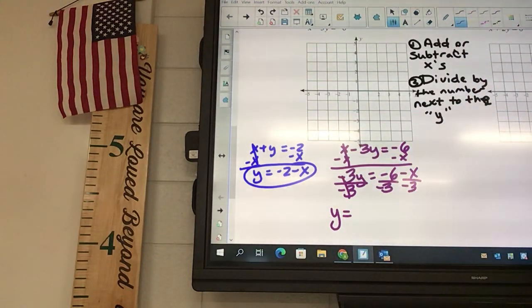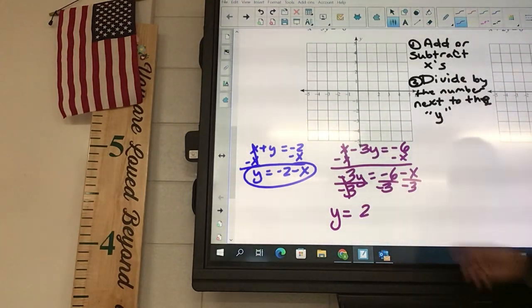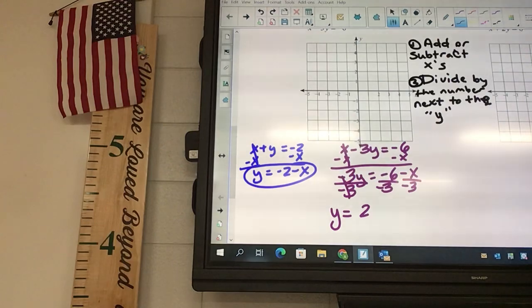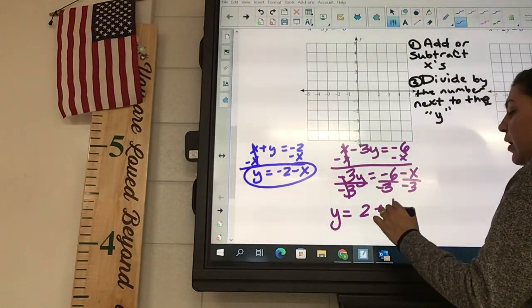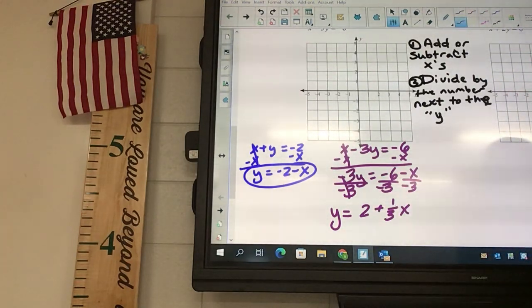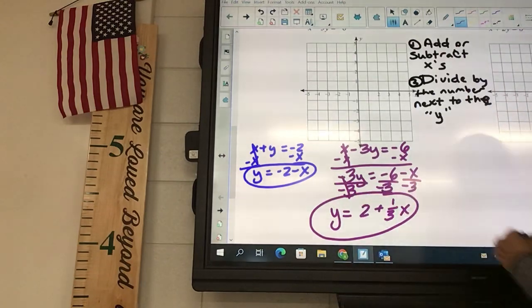Okay, on your calculator you can do, what is negative 6 over negative 3? 2. Okay, what about this one? Negative x over negative 3. What is that? What's in front of the x? You just make it a positive. Yeah, so it's going to be a plus 1 over 3x. Okay, and so now this one's ready to be graphed as well.